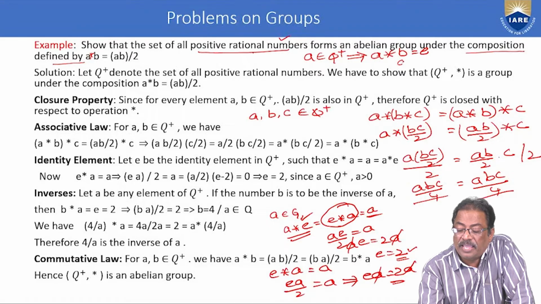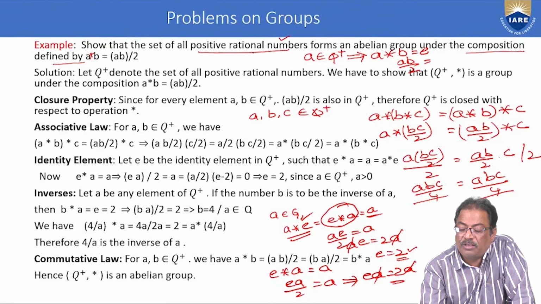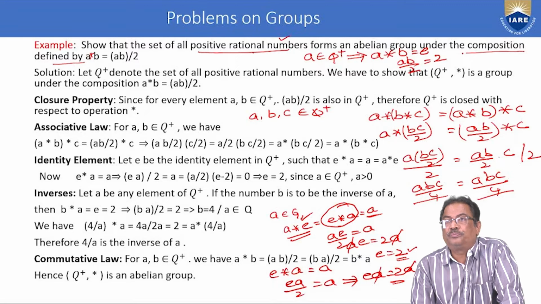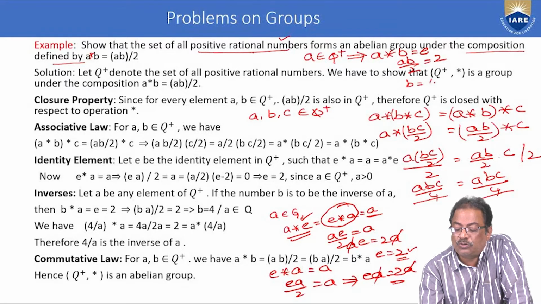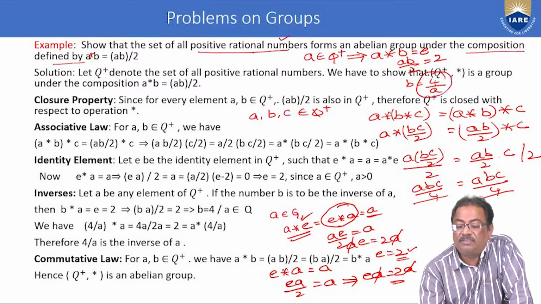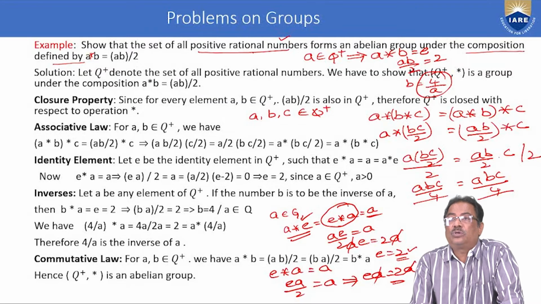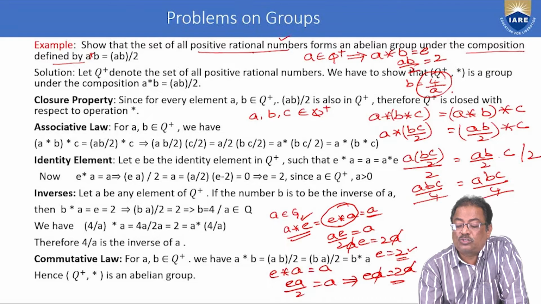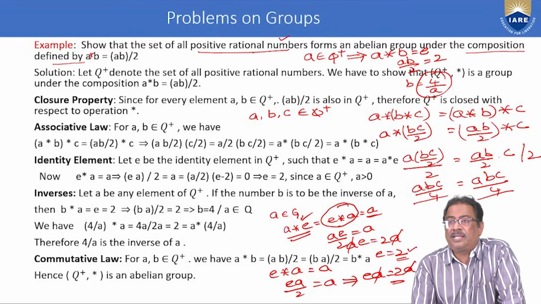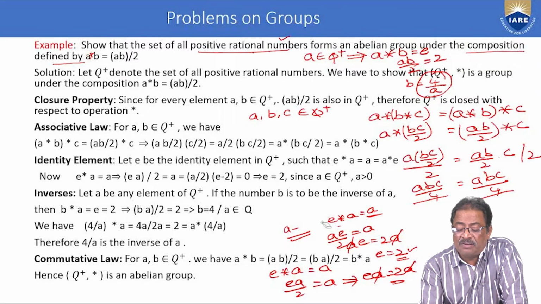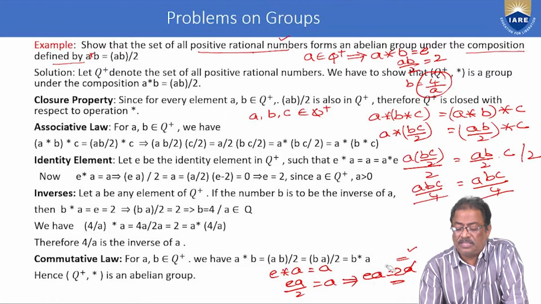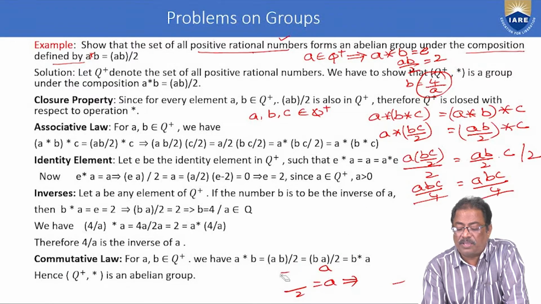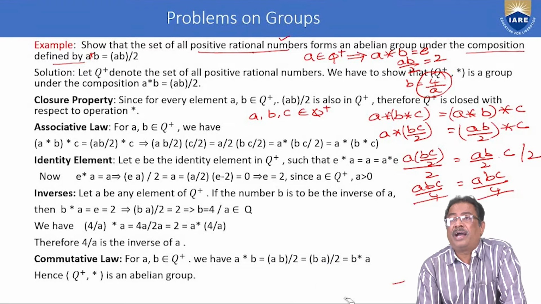So AB by 2 is equal to E, the identity element, which is 2. So B is equal to 4 by A. So A inverse is equal to 4 by A. I am assuming that A inverse is B. In such a case, A star B is equal to B star A is equal to the identity element.